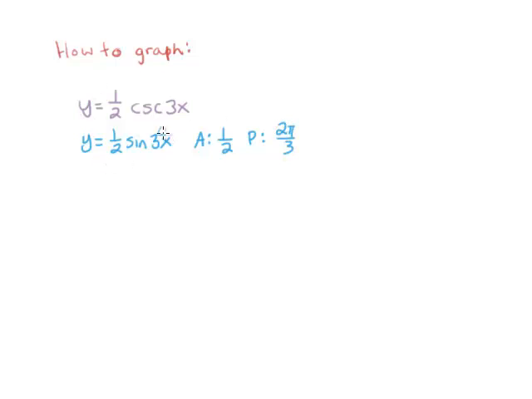Whichever way you look at it, this is a horizontal shrink by 1/3. We also have a vertical shrink by 1/2. Those are the transformations going on. And so when we graph this sine function, we're not going to go up as far as we did the first time, compared to the other graph. And we're also going to be closer to the x-axis.